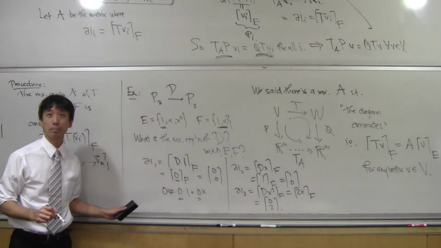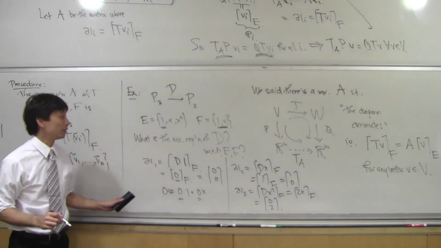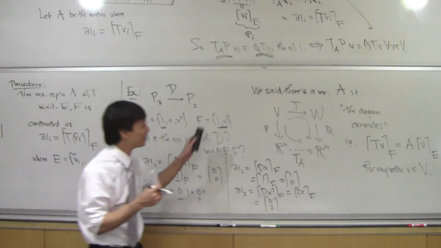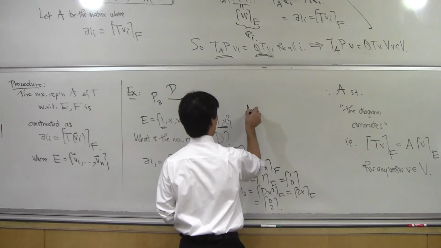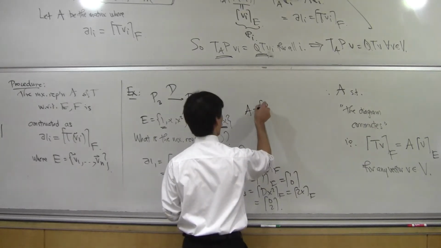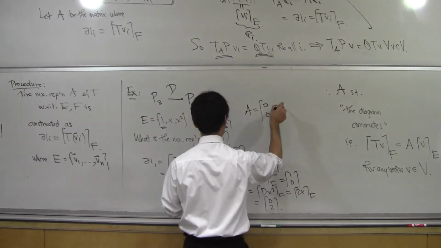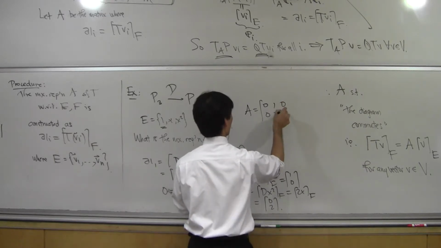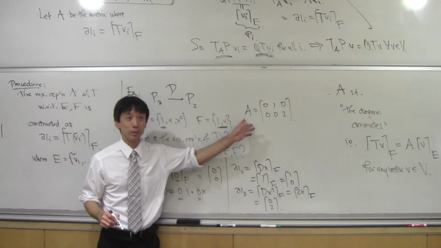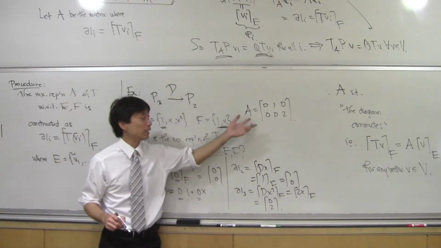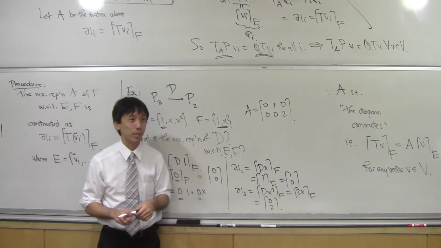I didn't realize the use of differentiation. Oh, okay. Great. So what is A? A is 0, 0, 1, 0, 0, 2, right? And you notice that that's the matrix that we used the other day. That's the matrix that we said represented differentiation.